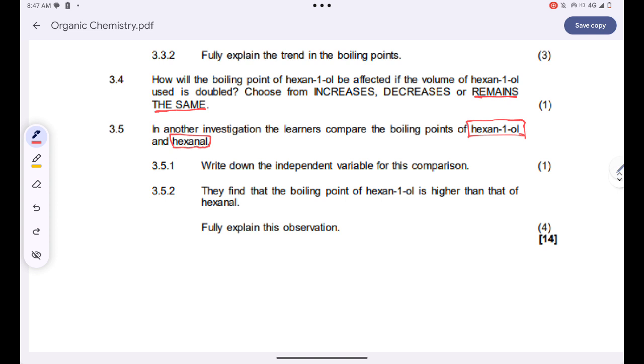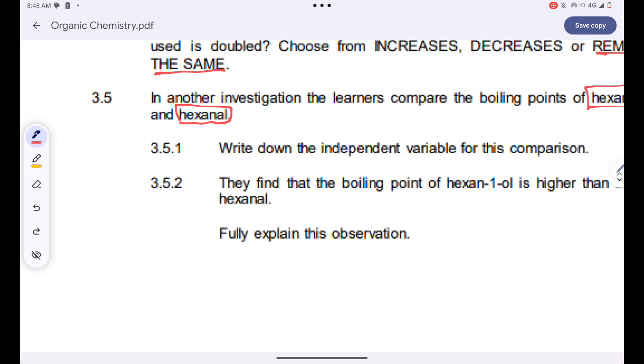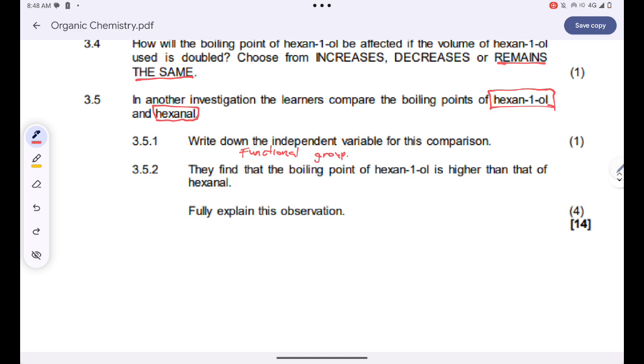So write down the independent variable. The independent variable for this comparison, you can say the functional group. The functional group is the independent variable, because we still have the same number of carbons on our longest chain. We still have 6 carbons. So the only change that we have is the functional group.